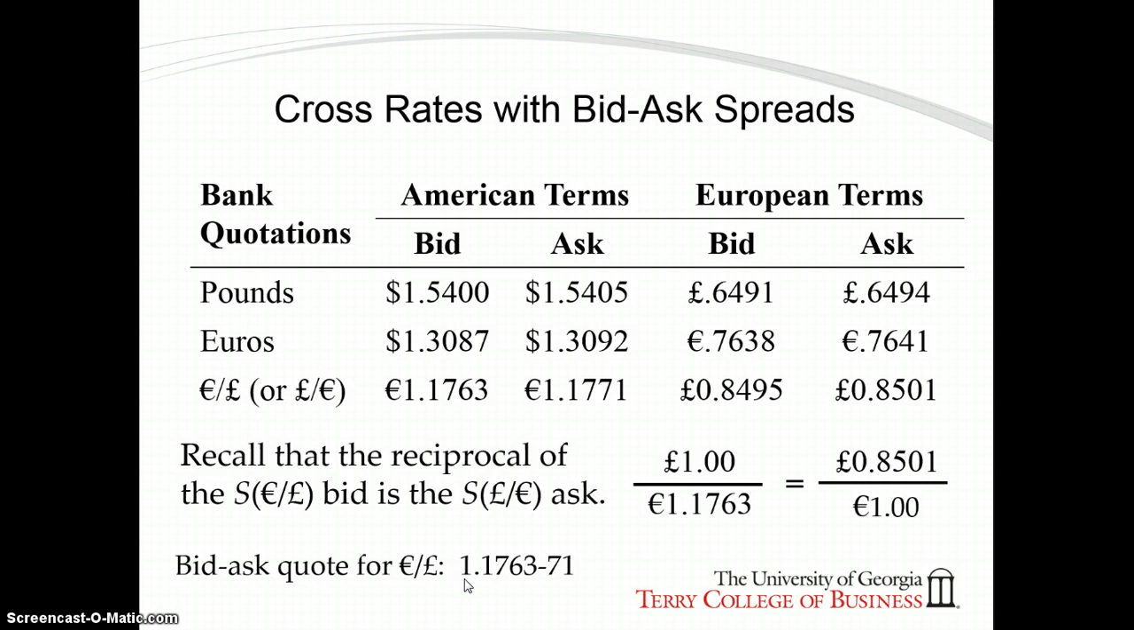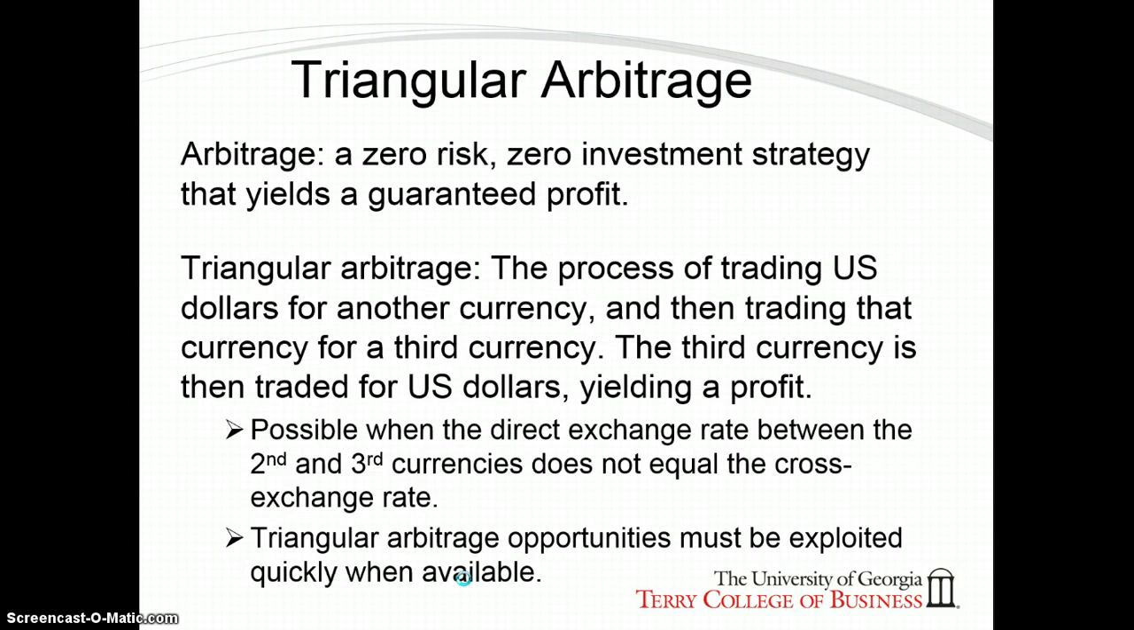This is typical because cross rates implicitly incorporate the bid-ask spread on the two transactions needed to conduct a currency against currency trade. Some banks offer direct trades between non-dollar currencies at a lower bid-ask spread than the cross-rate spread. This can lead to a specific type of arbitrage opportunity.